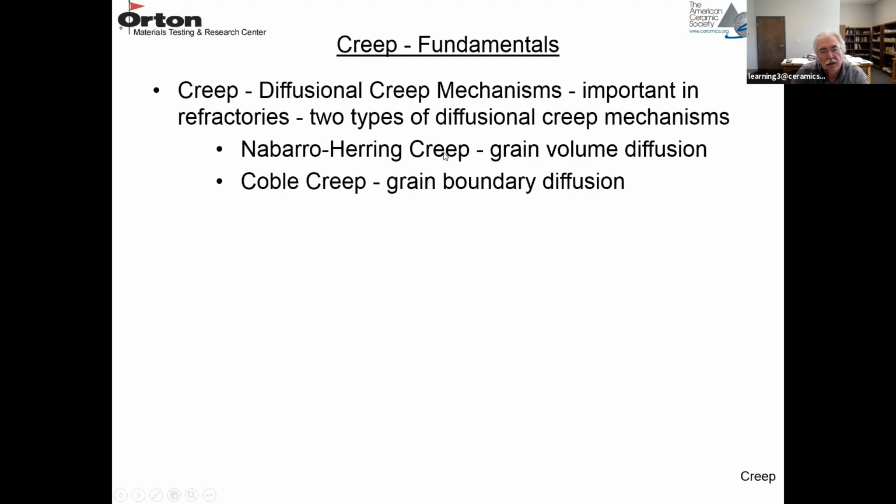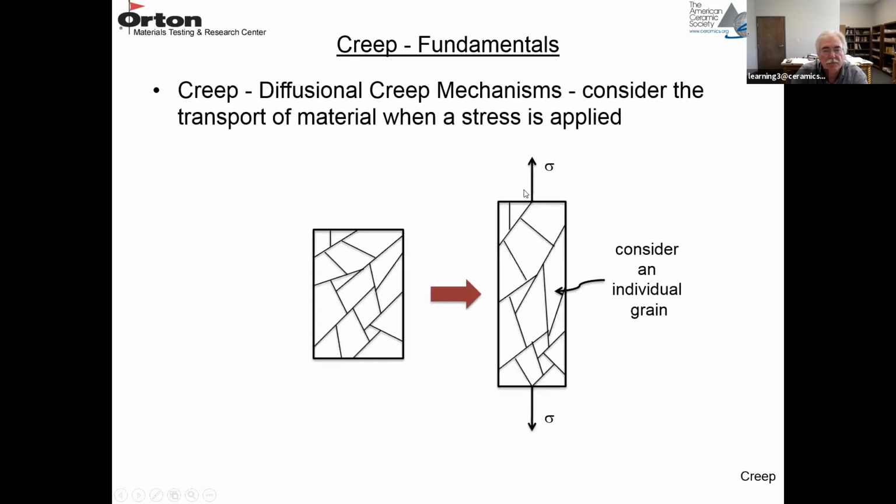So in Nabarro-Herring creep, the atoms are diffusing through the bulk of the grains or crystals. And in Coble creep, diffusion is taking place along the grain boundaries. Both are diffusion mechanisms, but different paths. This is diffusing through the volume. This is diffusing through the grain boundaries where the crystals are in contact with each other.